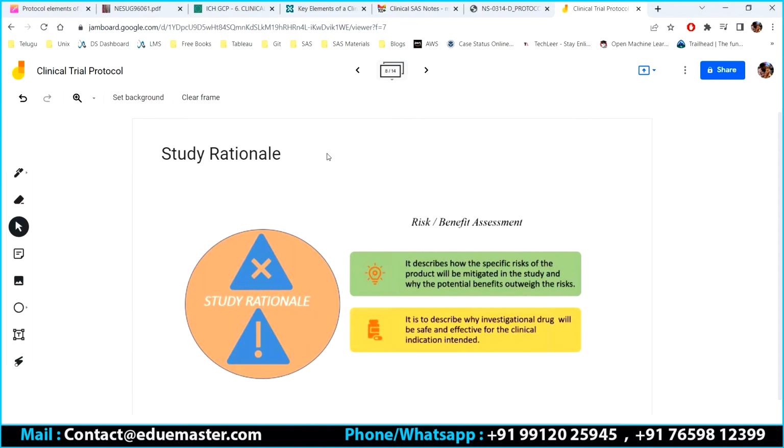So the risk involved there is that there is a high chance it may activate the cancer cells, because every one of us has cancer cells. When they get activated, then the case is going to be different. Correct? So we need to understand how the specific risk of this particular product will be mitigated in the study. We know the risk is already involved: it is going to activate the cancer cells.